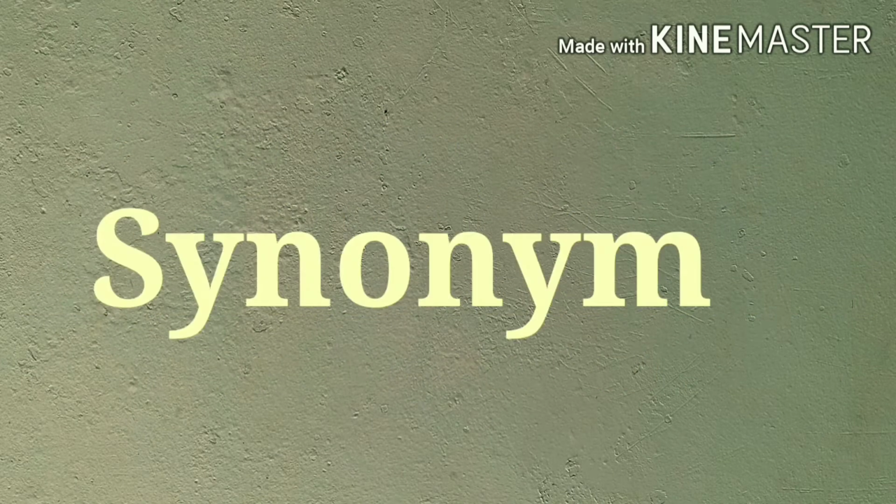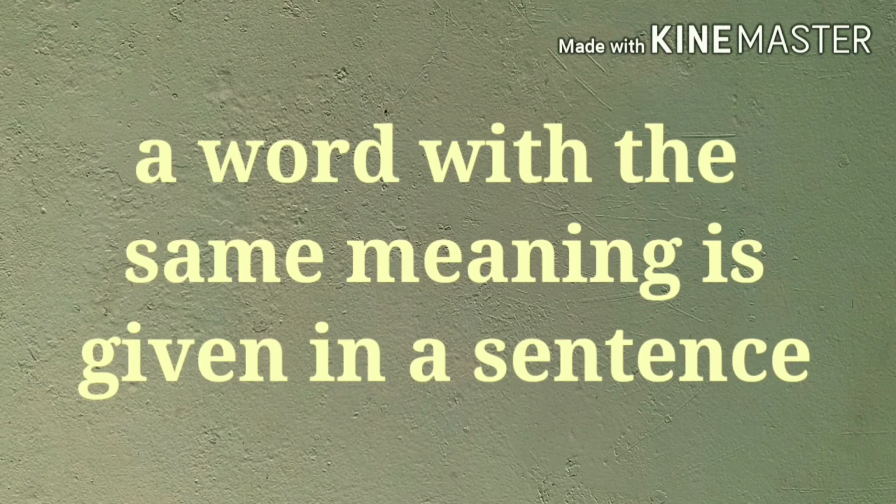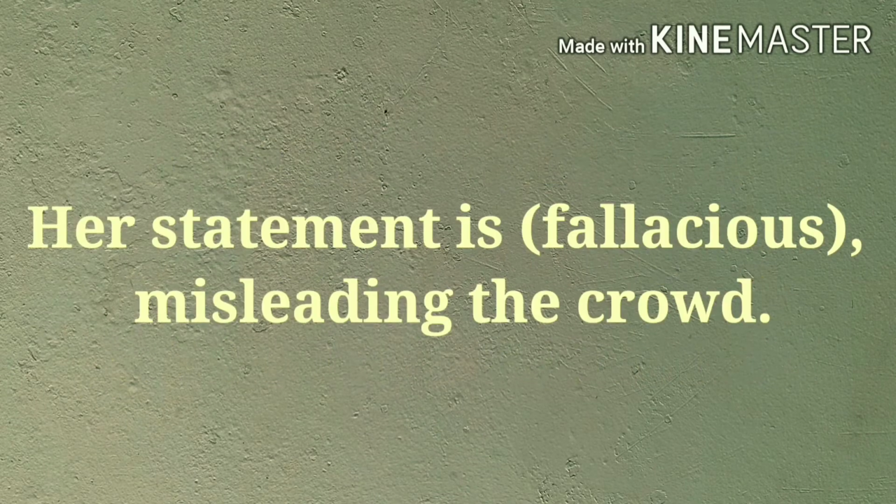And the next form is synonym. Okay, we are very familiar with the synonym. It means the same meaning, words with the same meaning. So a word with the same meaning is given in a sentence. Example: her statement is fallacious, misleading the crowd. So the unfamiliar word is fallacious, and the clue is misleading the crowd. So fallacious and misleading are synonymous. So it means that fallacious is wrong.